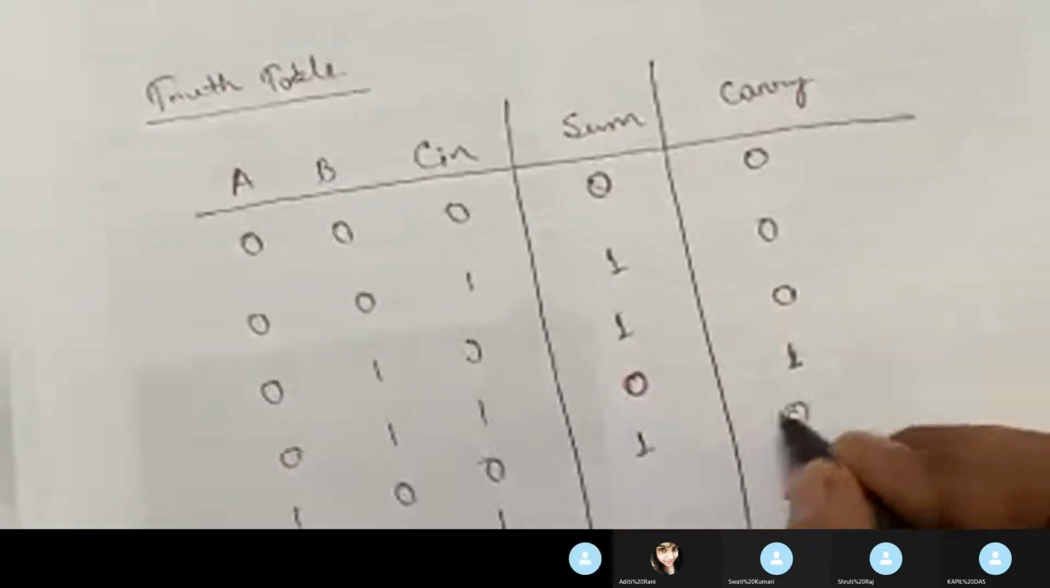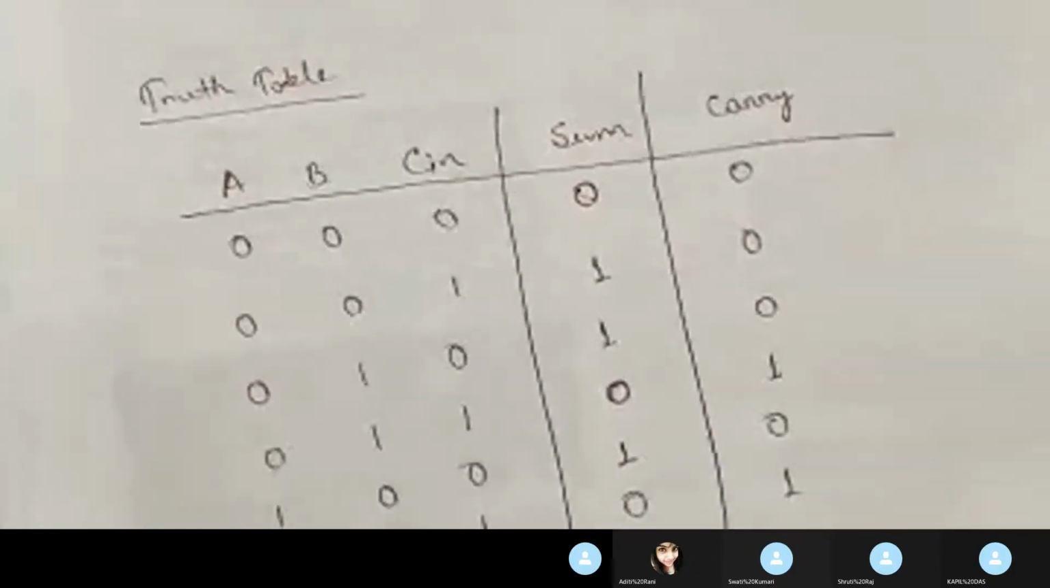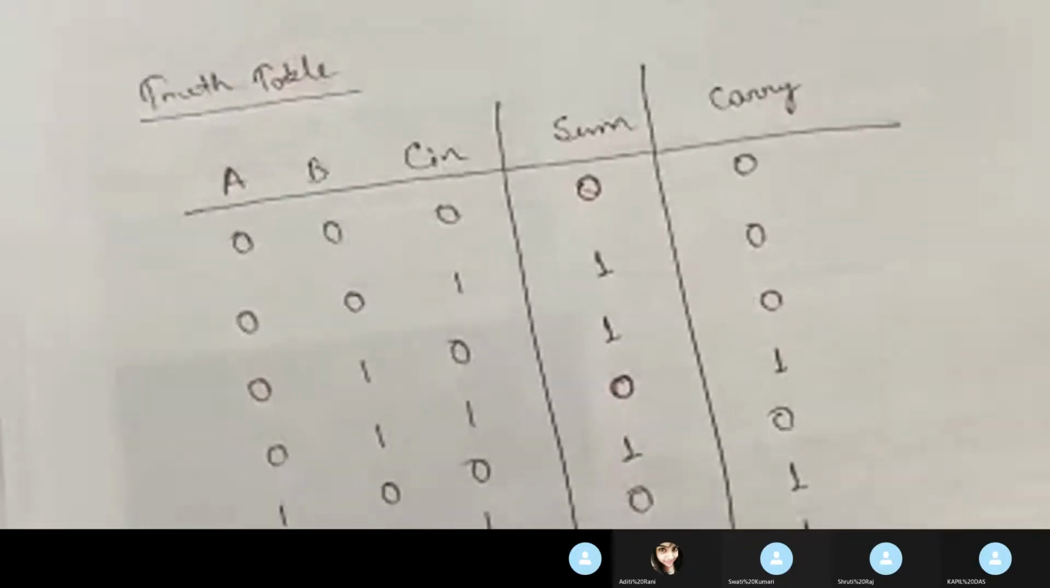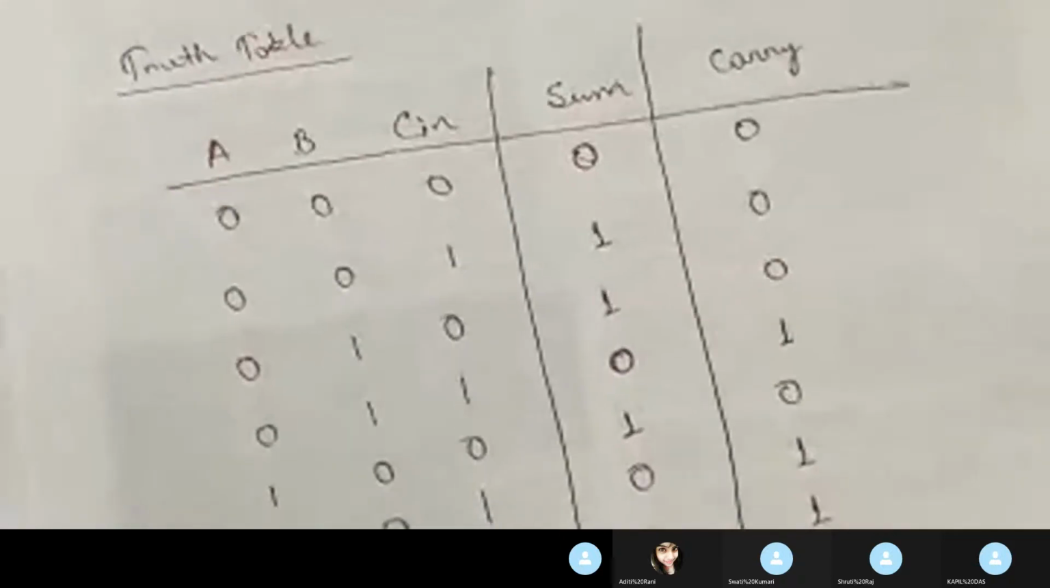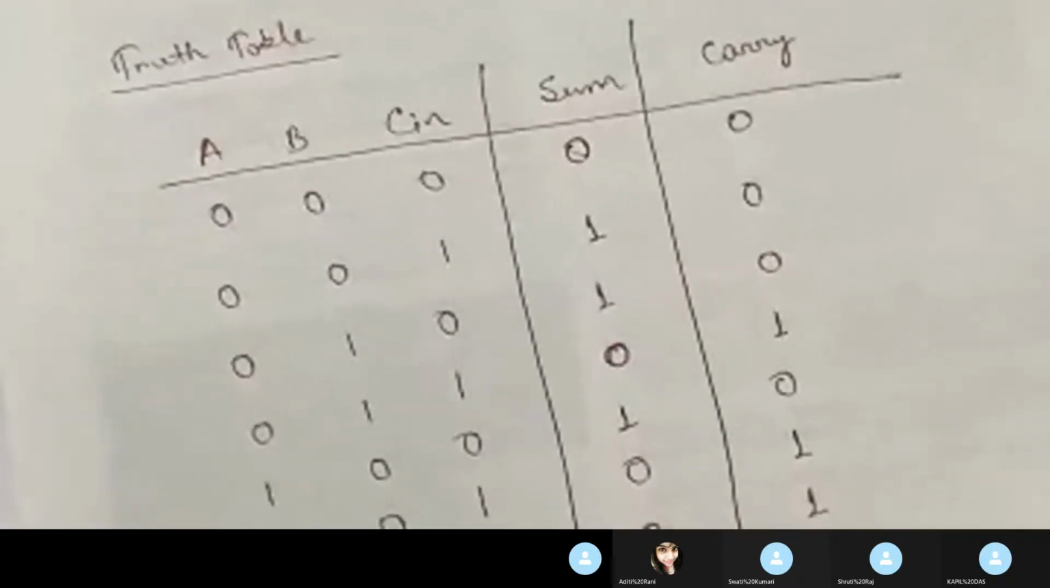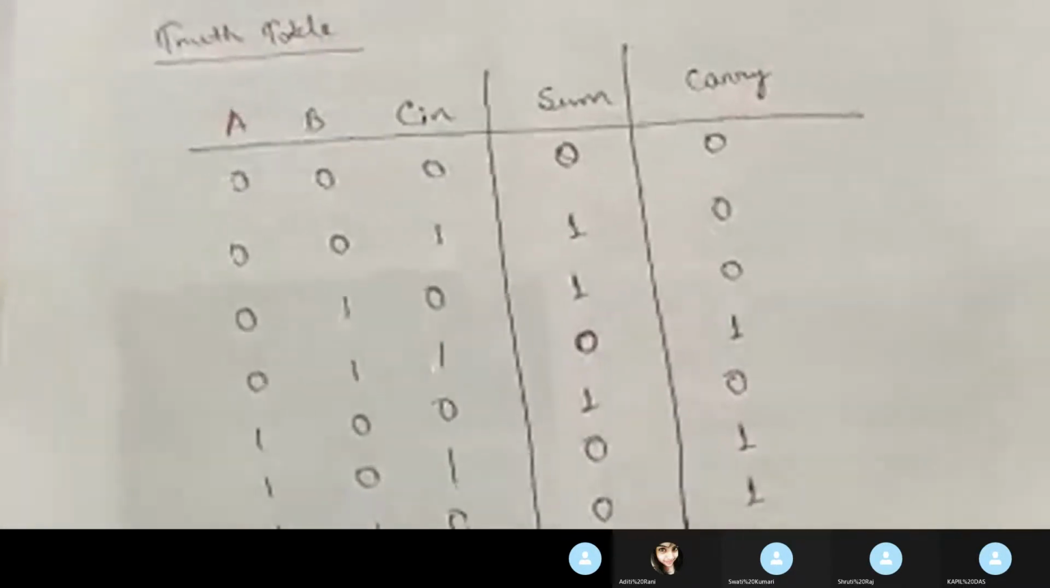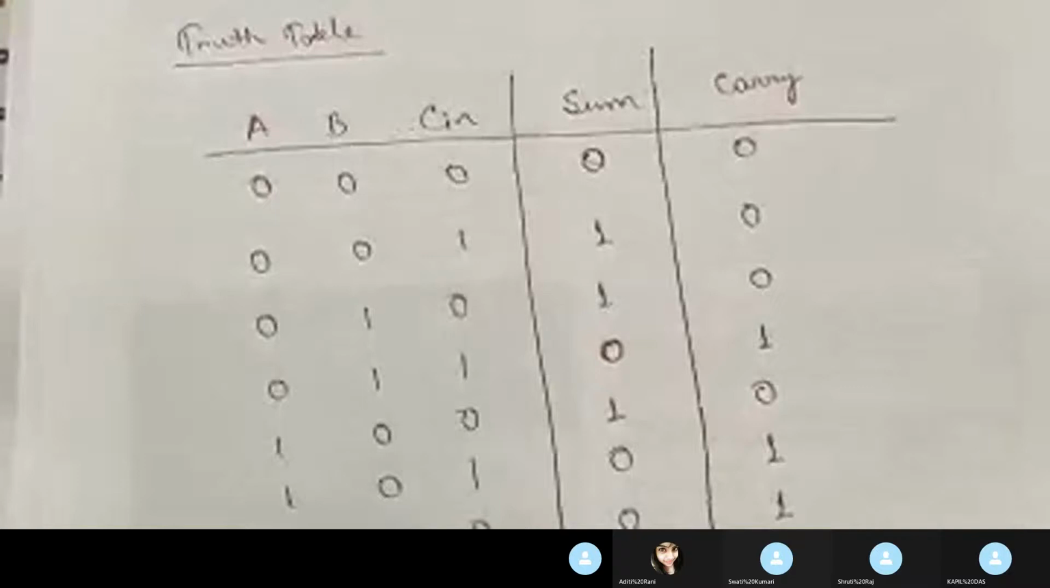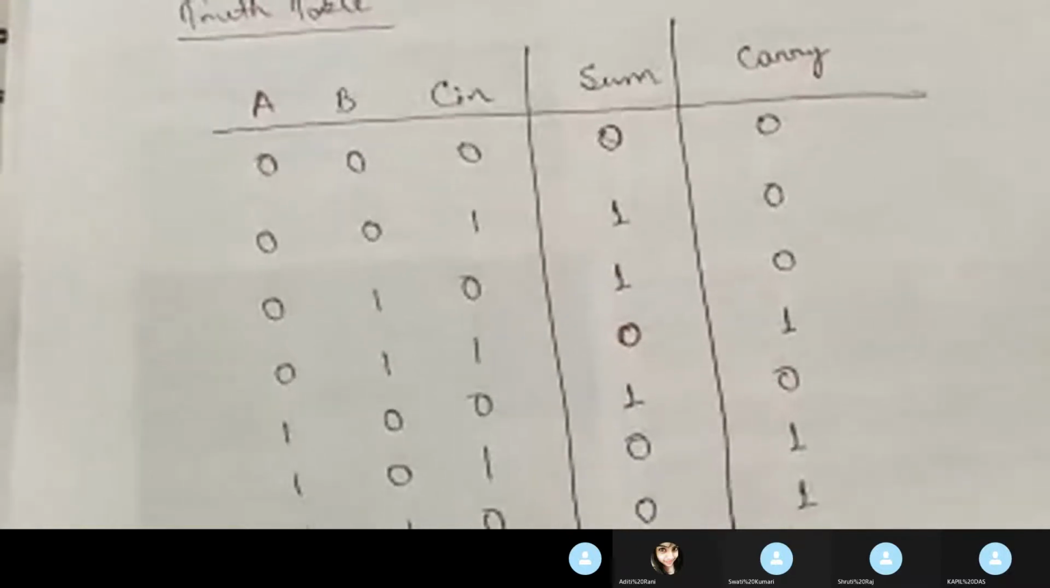1 plus 1 means it is 1, 0. Sum will be 0, carry will be 1. Again, sum is 1, carry is 0. 1 plus 1, 0 and 1. 1 plus 1, 0 and 1. And in case of 1 plus 1 it will be 1 0, and 1 0 plus 1, it will be 1 1. So sum is also 1, carry is also 1. So this is the truth table of your full adder circuit.